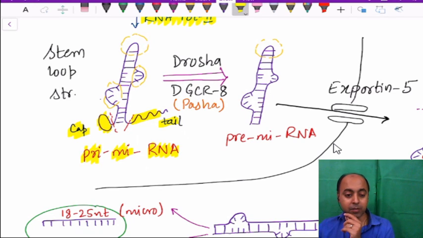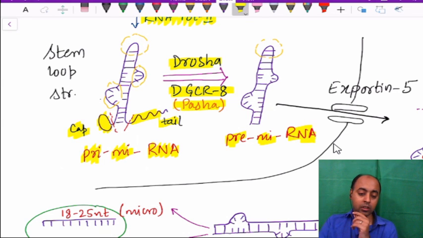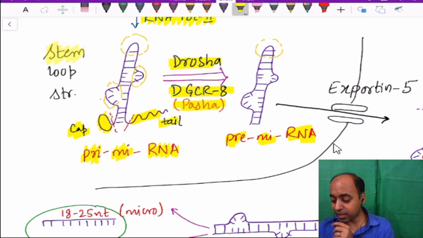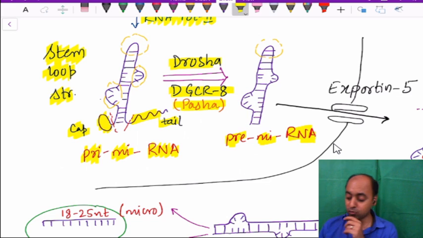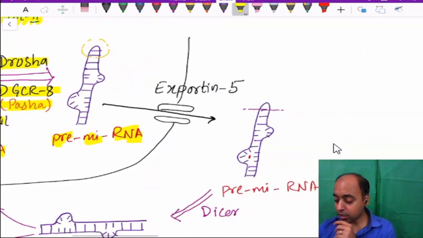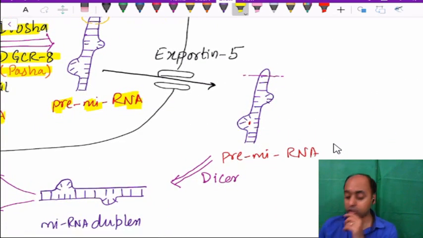This complex, the primary microRNA, is acted upon by two enzymes, the DROSHA and the DGCR8. DGCR8 is also known as PASHA. These two enzymes will remove the cap and the tail so that we get the pre-microRNA, which doesn't have the cap and the tail. The primary microRNA and pre-microRNA both have the structure which is described as the stem loop structure. The pre-microRNA is at this point pushed out from the nucleus into the cytoplasm via the nuclear pore by the action of the protein, exportin 5.